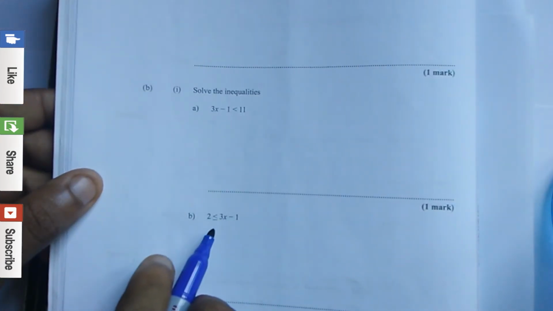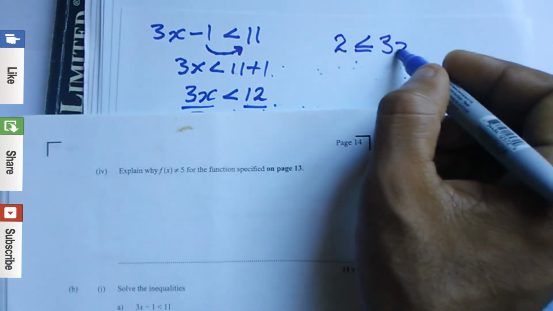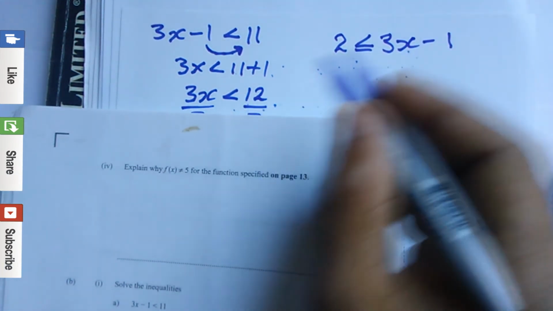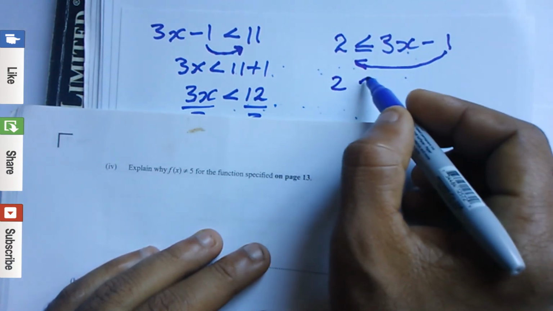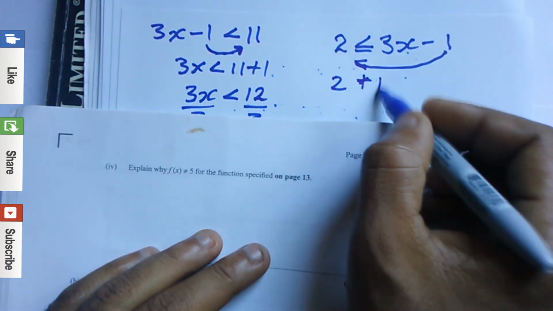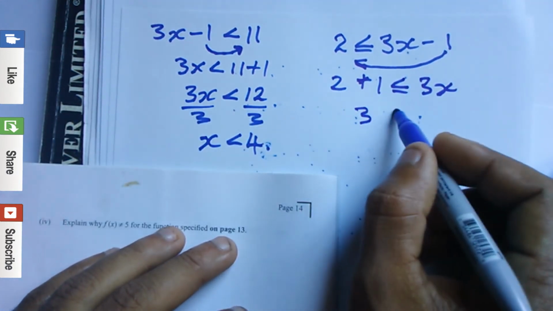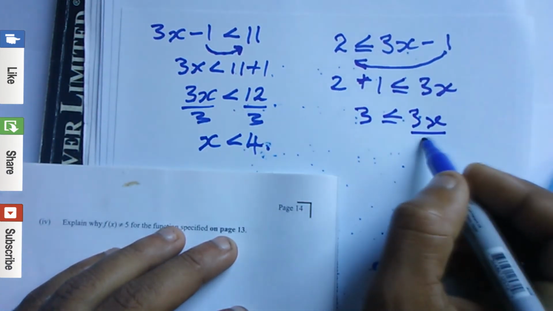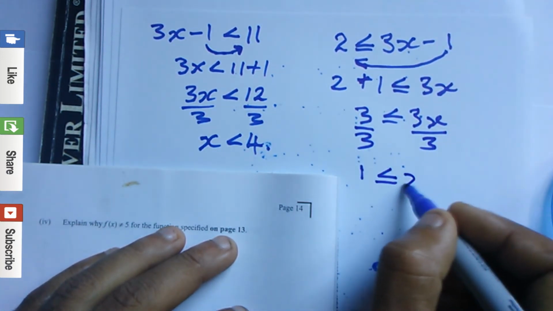The second part of the question is that we're supposed to solve 2 less than or equal to 3x minus 1. So we have 2 less than or equal to 3x minus 1. I'm going to collect like terms. I'm going to bring the negative 1 on this side. This is minus 1, when it comes over it turns positive. So it would be 2 plus 1 less than or equal to 3x. So 2 plus 1 is 3 less than or equal to 3x. Then I'm going to divide both sides by 3. So 1 is less than or equal to x.